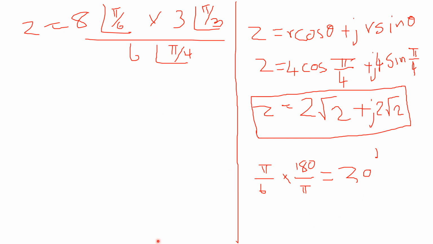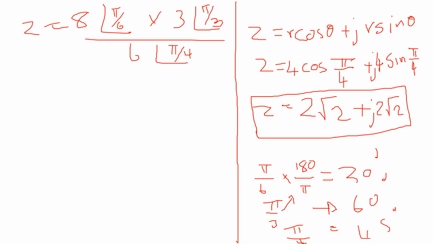Okay, you also do the same for pi over 3. So for pi over 3, you will also multiply it with 180 over pi, and then it will give us the answer of 180 divided by 3, which gives us 60 degrees. And then you do this for pi over 4. Pi over 4, that means it's going to be 180 divided by 4, which gives us 45 degrees.